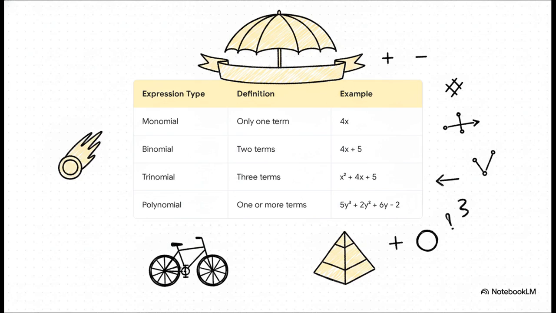Now here's where it gets kind of fun. It's incredibly simple to categorize these algebraic expressions. You literally just count the terms. And remember, terms are always separated by a plus or a minus sign. If an expression has just one term, like 4x, it's a monomial. Two terms? That's a binomial. Think of a bicycle with two wheels. Three terms make a trinomial. And the big umbrella category for anything with one or more terms is a polynomial. It's really just a simple counting game.